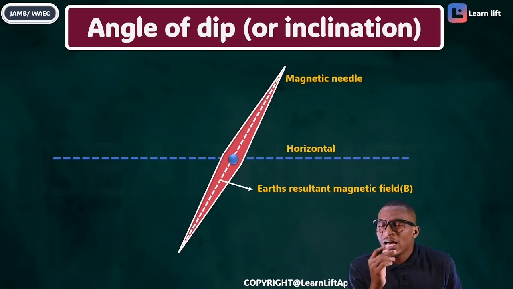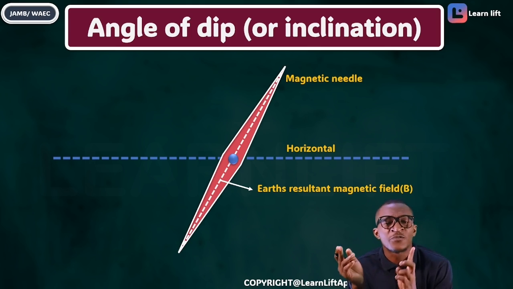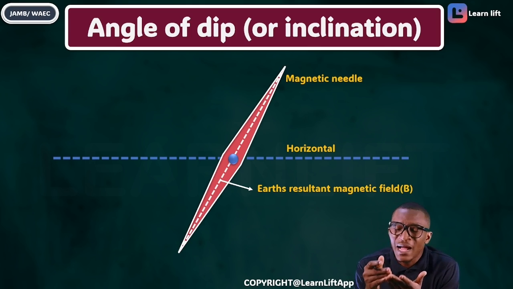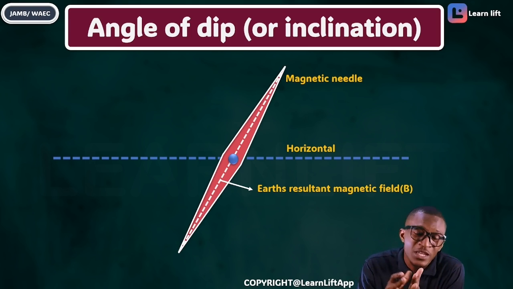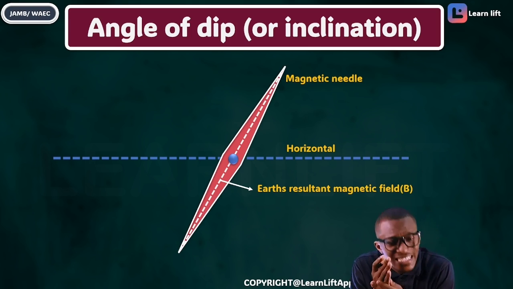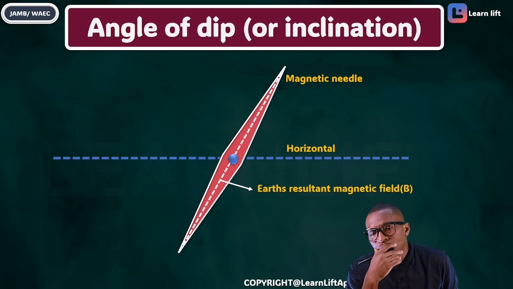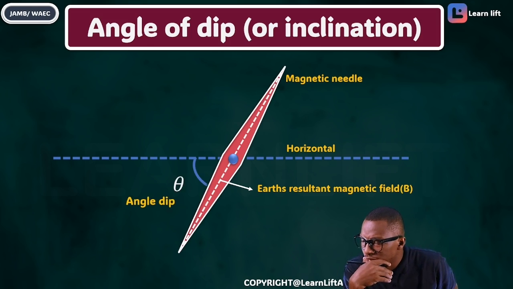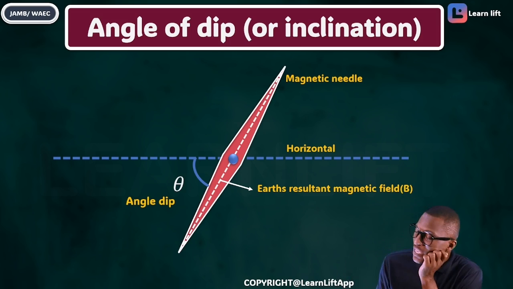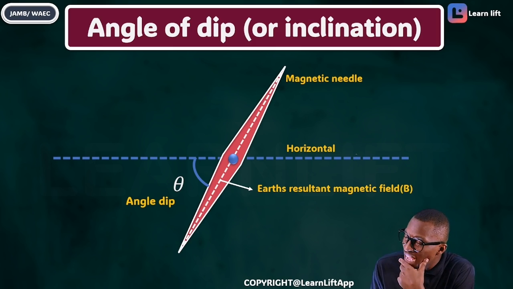Are you seeing that? Now, the angle that is formed, B2, as a result of the interaction, or the angle between the earth's resultant magnetic field and the horizontal, is called the angle of dip. Look at it. This is the angle. Everybody, what's the angle of dip? The angle of dip is the angle that is formed between the horizontal and the earth's resultant magnetic field.